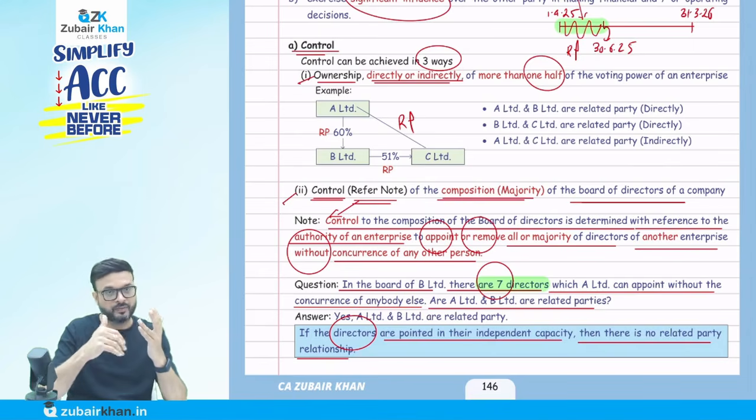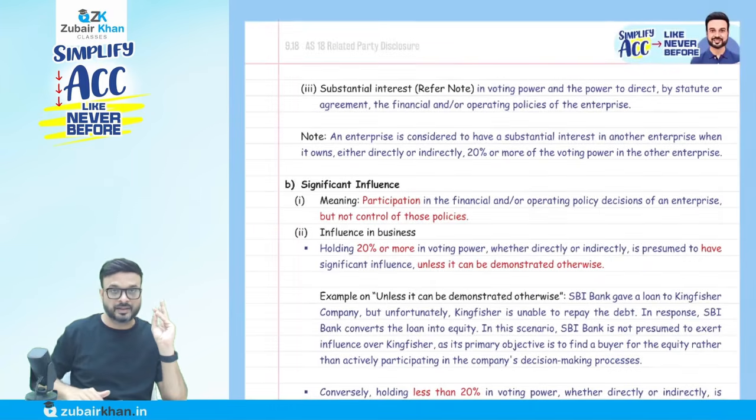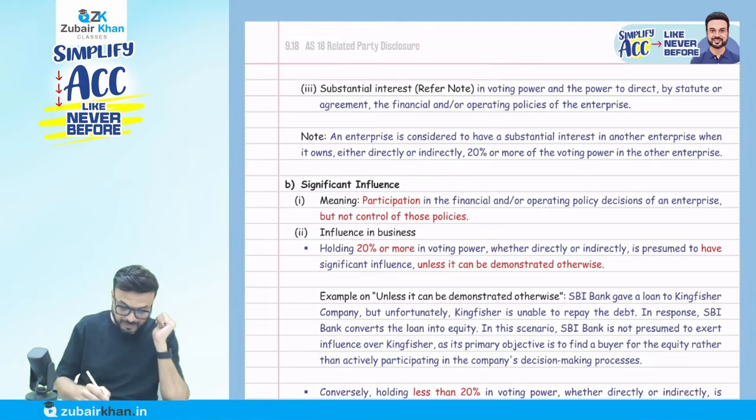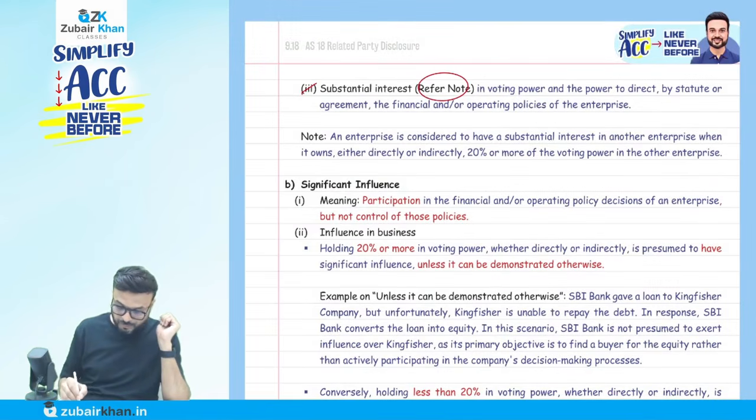We can achieve the control. If we have a control, we are a related party. Okay. Now, the third one is here: substantial interest. What do you mean by substantial interest? I will come to the note.